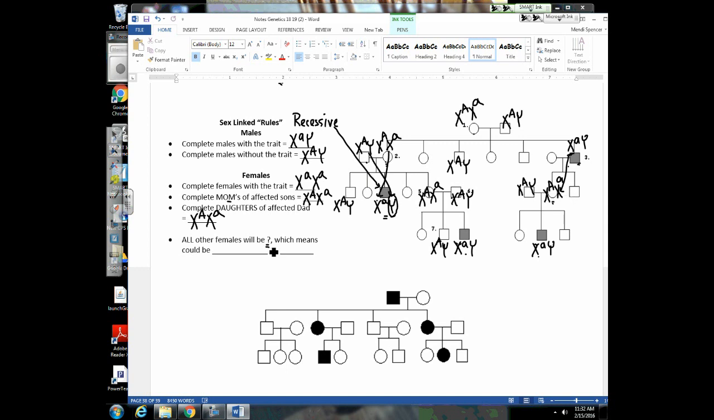Now, for all the other females, they're going to be question marks. And what that means is we cannot determine for certain whether they're homozygous or heterozygous for this trait. So we have to put both, or we have to indicate with the question mark that they could either be X big A, X big A, or X big A, X little a.